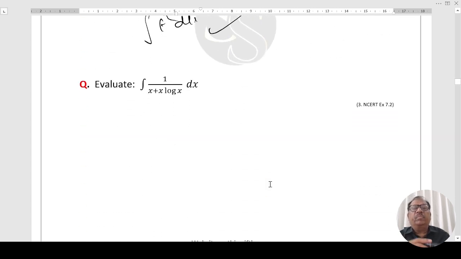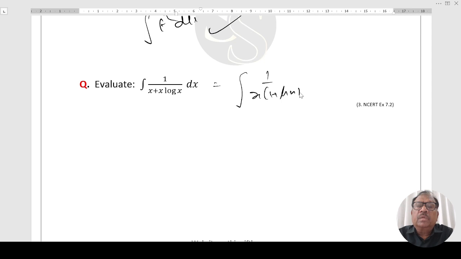In this case, what are the two functions? We can take 1 by x common here: integration of 1 by x into 1 plus log x dx. If we put 1 plus log x equal to t, so 1 by x dx will become dt, giving 1 by t dt, which is log t. Back substitution gives log of 1 plus log x plus c.